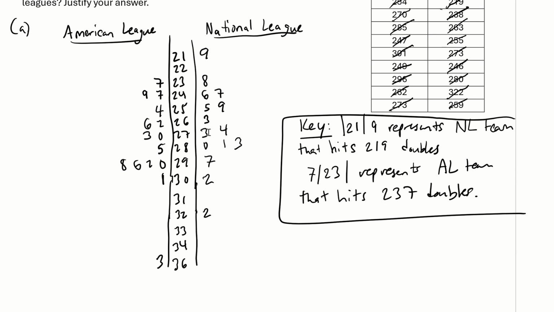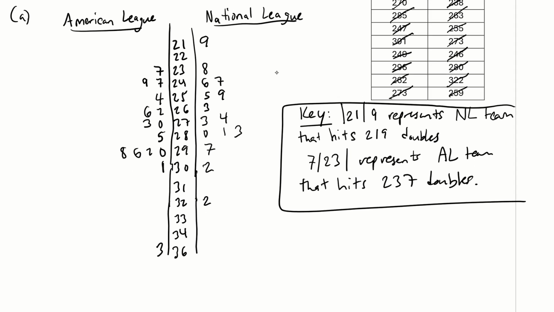1, 2, 1, 2. We're just working our way towards the middle. So I guess I'll mark it. Oops, I need to cancel this one out. So it looks like it's 273 for the National League. So let me get rid of those marks there. All right, so 273, so the center for the National League is 273. And we'll put the center for this guy over here, and then we'll use that to answer part B.